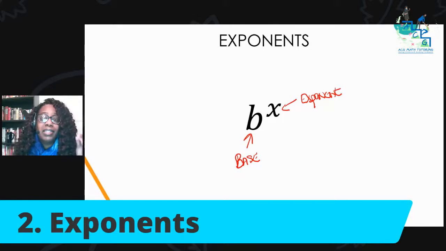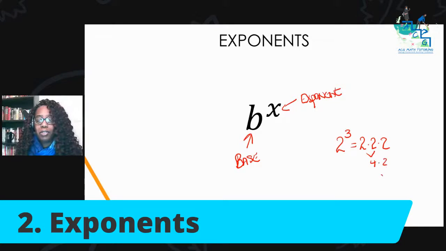The job of an exponent is to tell you how many times you need to multiply that base to itself. So for example, if I said 2 to the 3rd power or 2 cubed, that means I'm multiplying that base of 2 three times. So then I'll have 2 times 2, which gives me 4. And then 4 times 2 gives me 8. So 2 to the 3rd power or 2 cubed is going to give me 8. So the job of the exponent is to tell you how many times you need to multiply that base. But there are some properties, there are some rules that need to be applied.